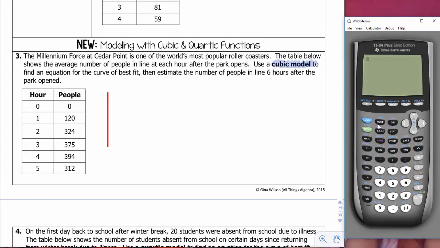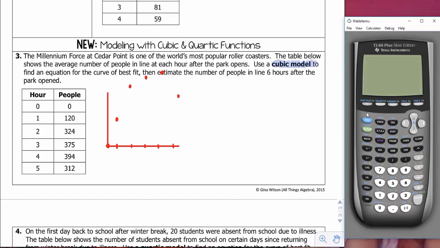What's happening is we just plotted a bunch of points, and you can go to your graph if you wanted to see them, but I can give you a brief rundown. We have 0, 0, then 1, 120, then 2, 324. 3 is going to put us even higher, 4 is going to put us even higher, and 5 is going to bring us a little bit lower. Again, it's just giving you an idea of what we're looking at as we do this graph.